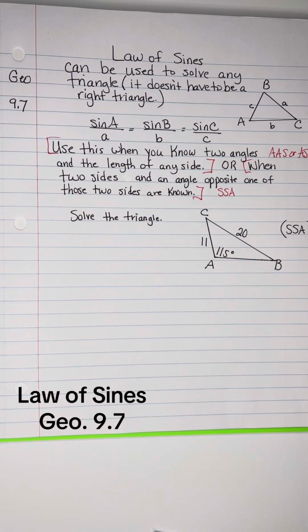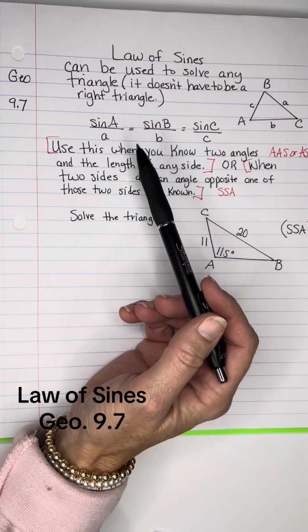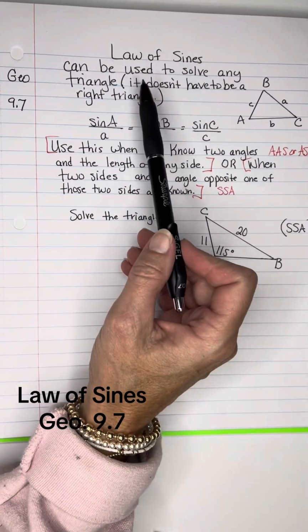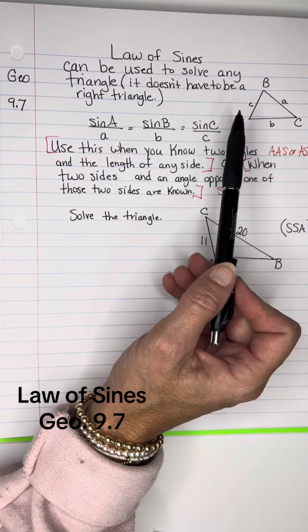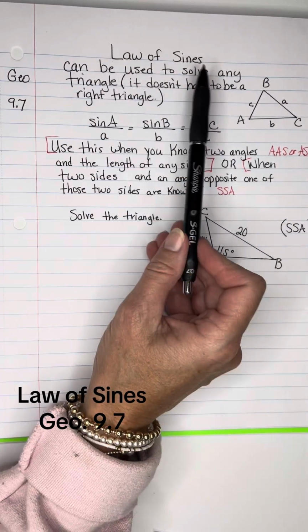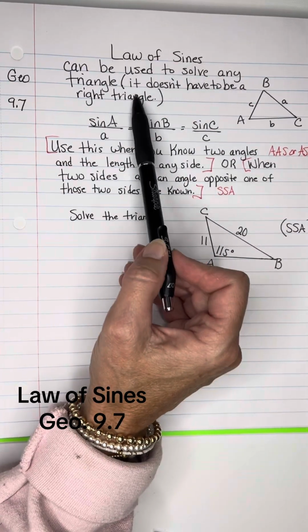Okay, we're going to do the law of sines. It may be a little bit of a longer video because it does cover a lot. You use the law of sines mainly when you don't have a right triangle. It can be used to solve any triangle. It doesn't have to be a right triangle.